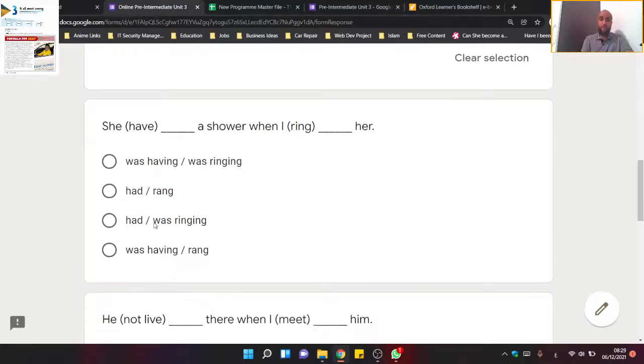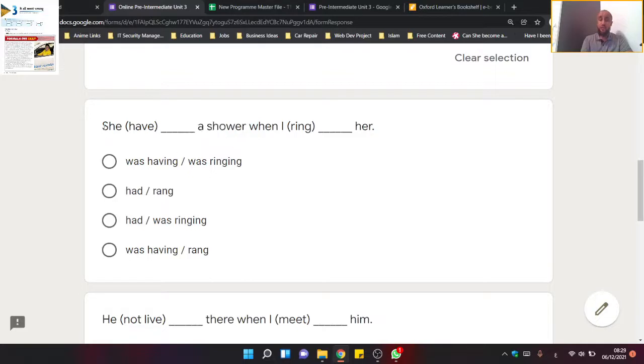Let's have a look at the next one. Right, the next one starts with the subject she. Okay, and the main verb is have. Okay, have. So here we say what she's doing. She is probably having a shower, right?